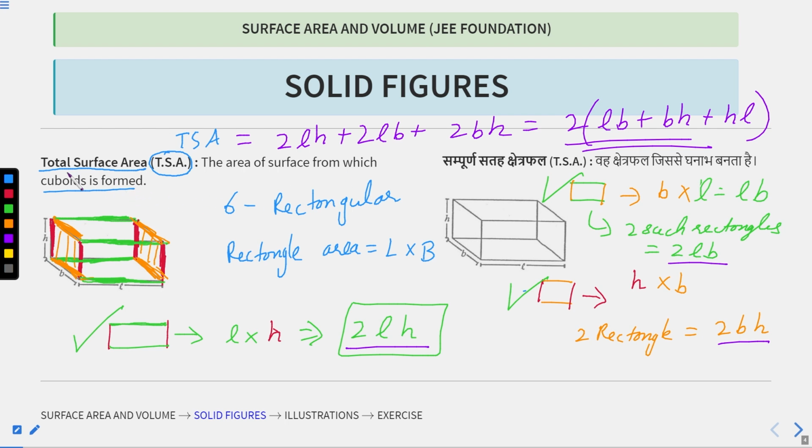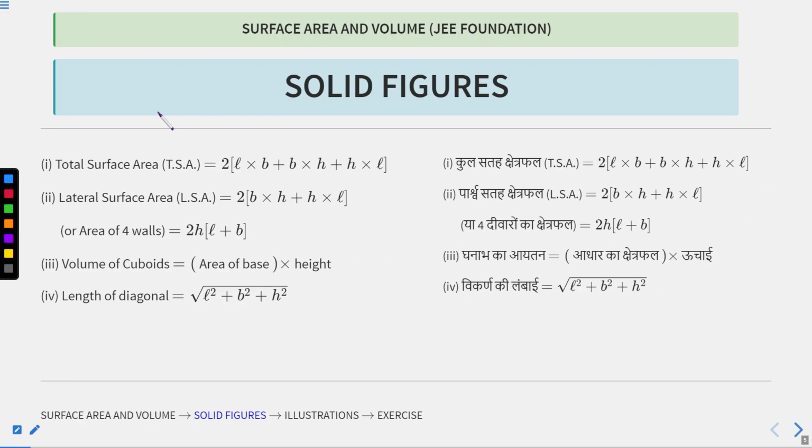What do we mean by surface area or the total surface area, and what is the formula to find out the cuboid's total surface area? The total surface area is what we already derived: 2 times (L times B plus B times H plus H times L).